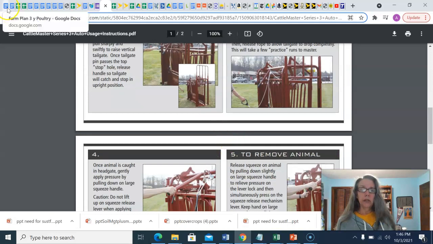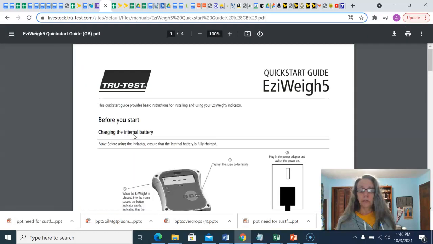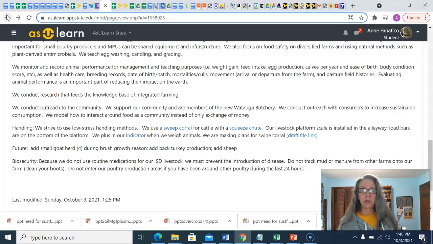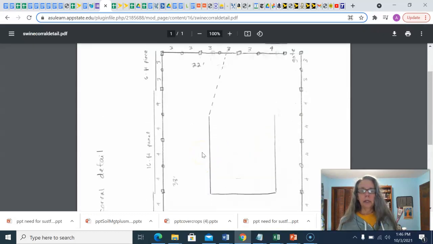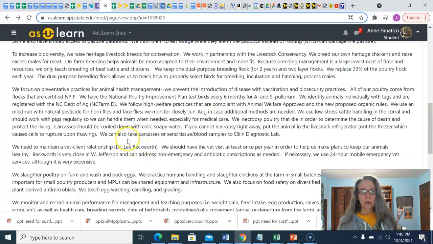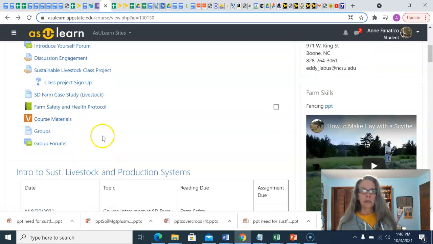This is something that I think everyone needs to know about, how animals can be handled humanely and securely using a squeeze chute. Using our scale, we have a platform scale, and we attach our indicator whenever we're weighing animals. Otherwise, we keep the indicator inside. So these are some materials that give you an idea of how our facilities work, and also the plan that we're making for our swine facilities. So this is our case study that has those materials on it, and this is the farm safety.